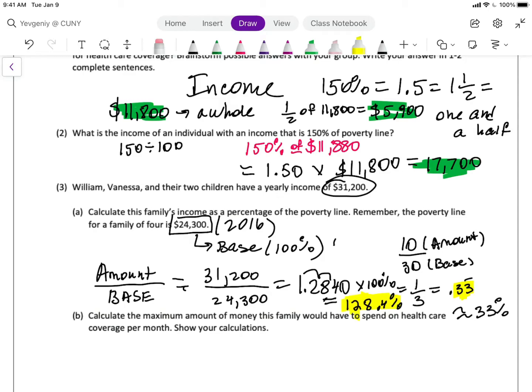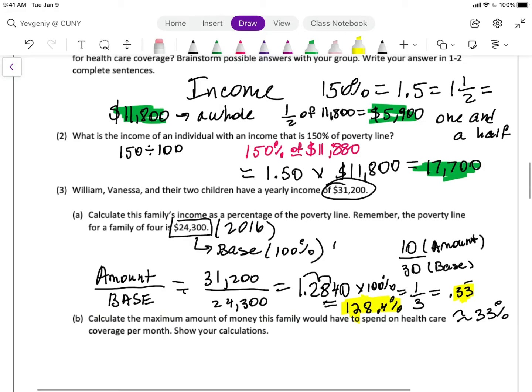So notice that they're making 100% and another 28, which is about a third. So it's close to 30%. So that's how much they are making. Now, why do we need this information? Well, going back to what this lesson is about, determining the healthcare cost, which is based on an income, when we're looking at the Affordable Care Act.